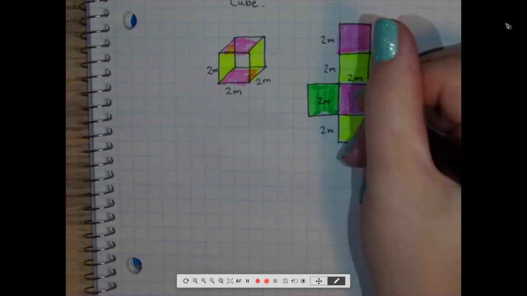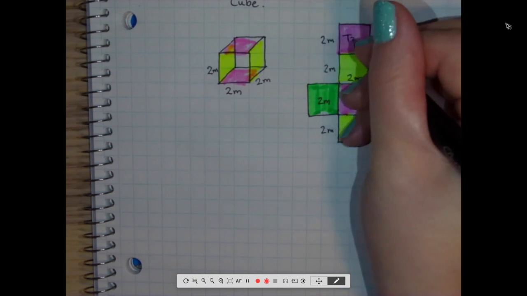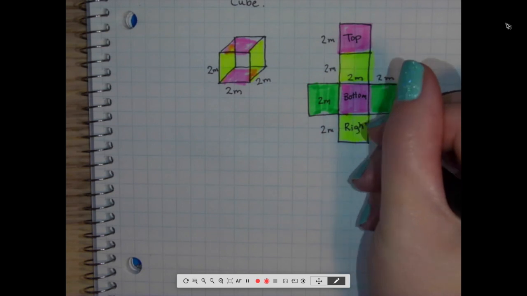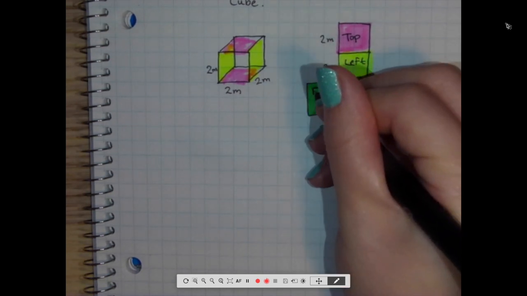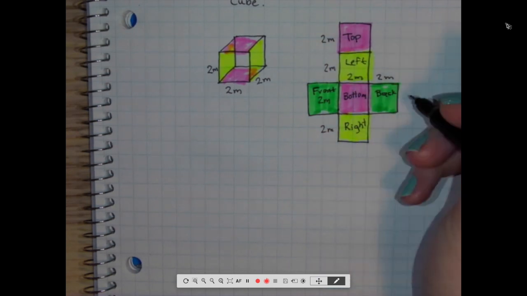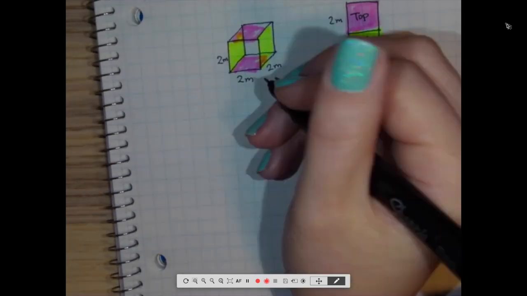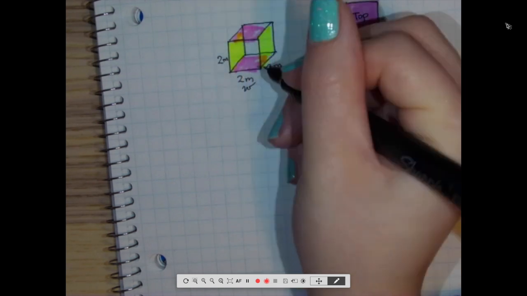So basically, this is our bottom. This is our top. This is our right, left, front, and back. So just make sure you consider all those sides. And again, I still consider this length, width, and height.